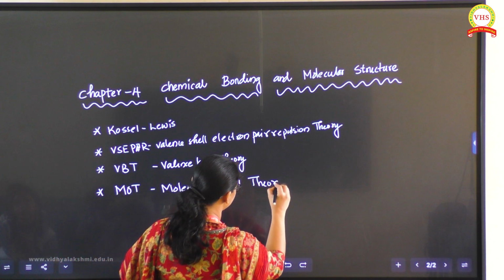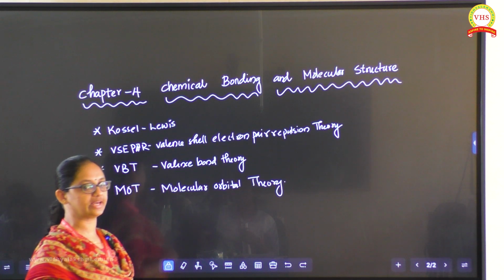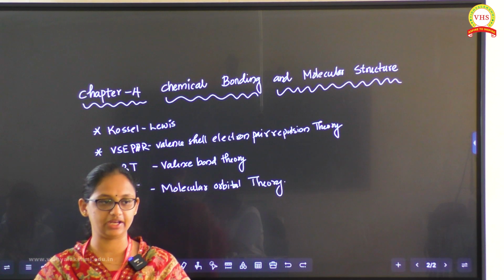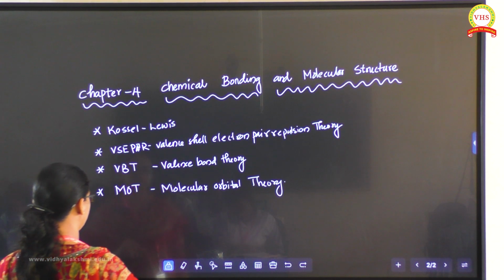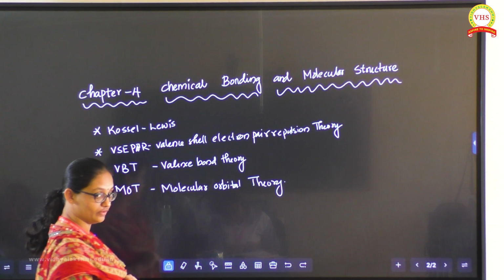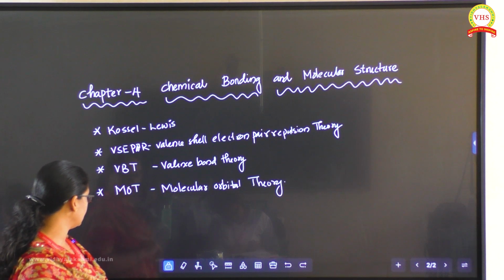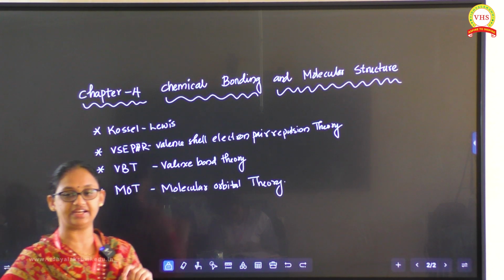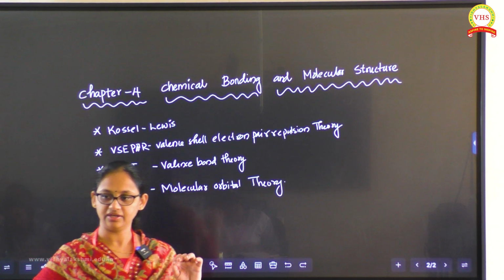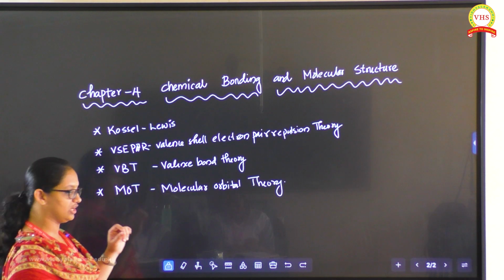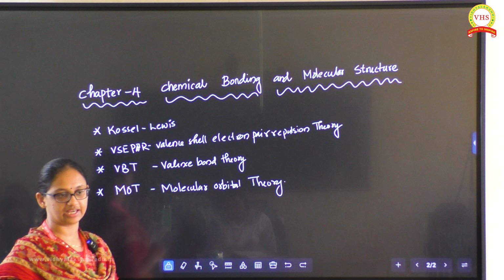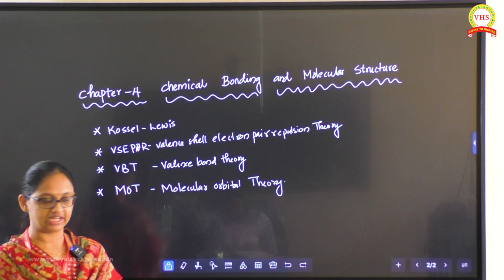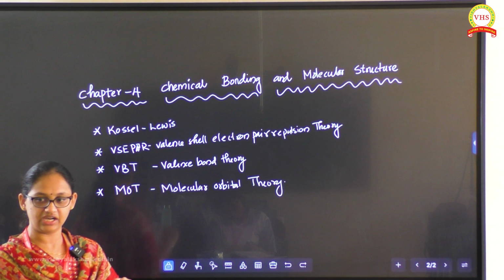So in order to explain the bonding in a molecule, there are mainly four theories, which are the Kossel-Lewis approach, then VSEPR theory, that is valence shell electron pair repulsion theory, then VB theory, that is valence bond theory, and the next theory is MOT, that is molecular orbital theory.